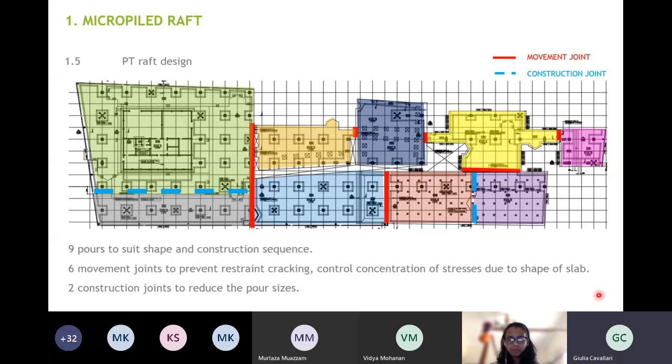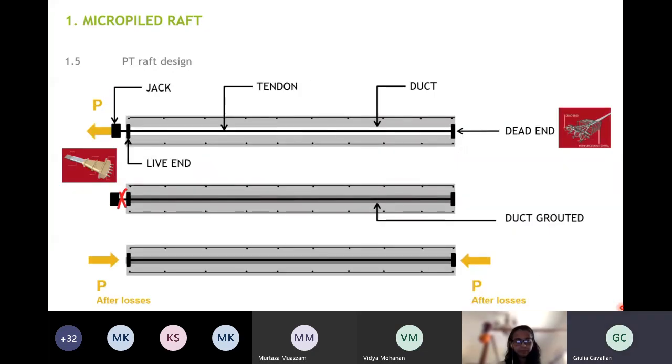So this is the raft foundation, and we are going to look at the design of the post-tensioning. Just a recap of what is post-tensioning. So post-tensioning is used to induce precompression on a concrete, and concrete, as we know, works well in compression and doesn't work so well in tension. Therefore, it's ideal to put compression on the concrete.